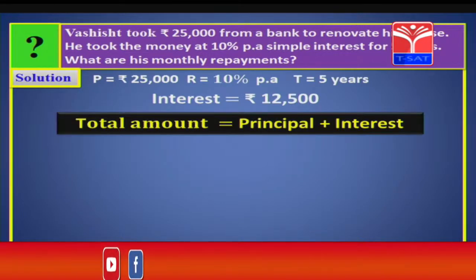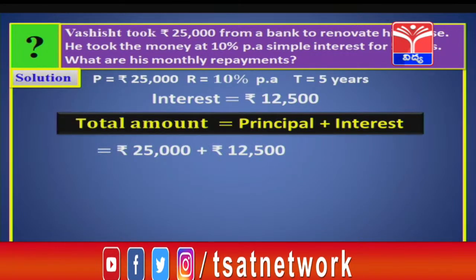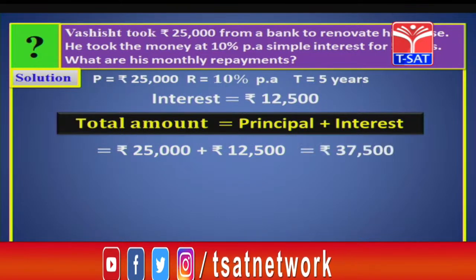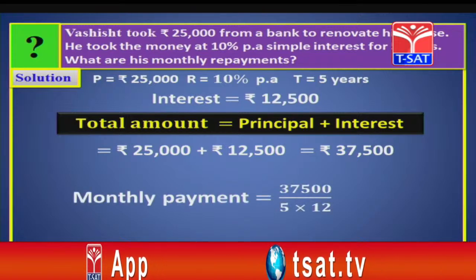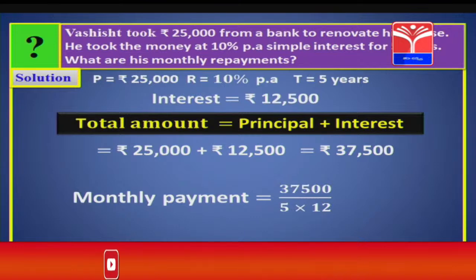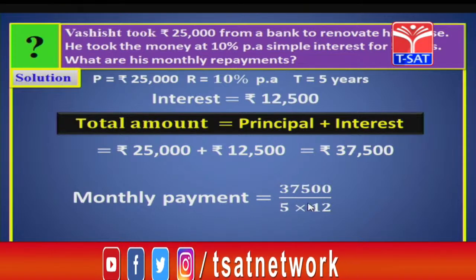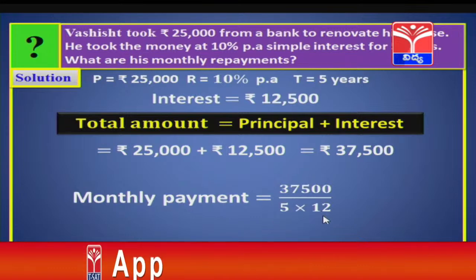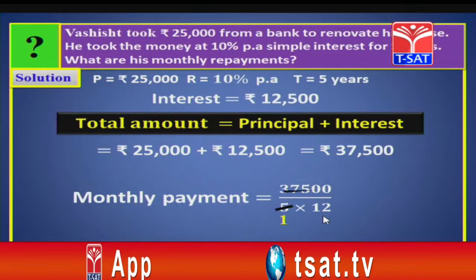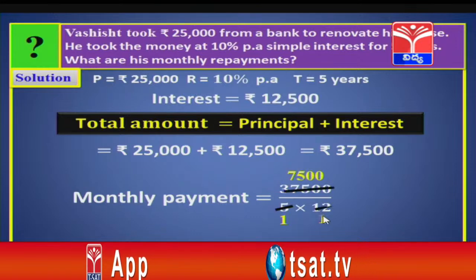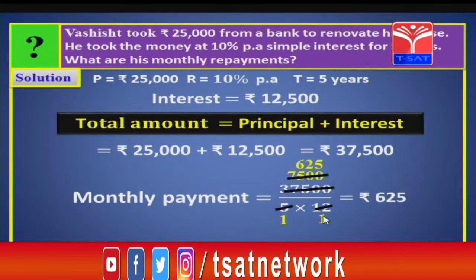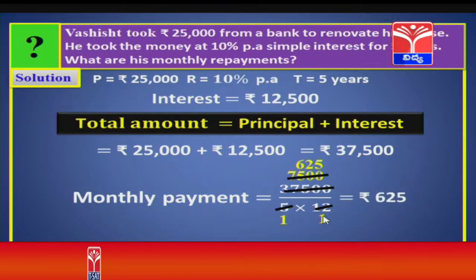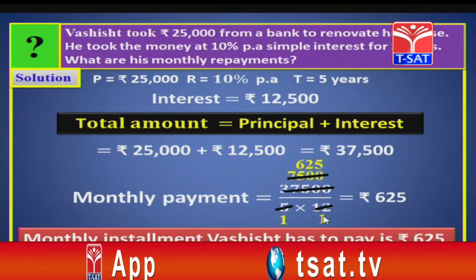So, the total amount to be paid is principal plus the interest, that is 25,000 plus 12,500. On adding this, you get 37,500. So, now Vasisht has to pay 37,500, but in monthly installments. So, since there are 5 years, and in a year we have 12 months, we are dividing by 5 into 12. So, on dividing them, 5 goes one time, and in this it goes 7,500 times, 12 one time, and 12 goes 625 times. So, what do we get, children? Yes, 625. So, Vasisht has to pay an installment of 625 rupees per month.